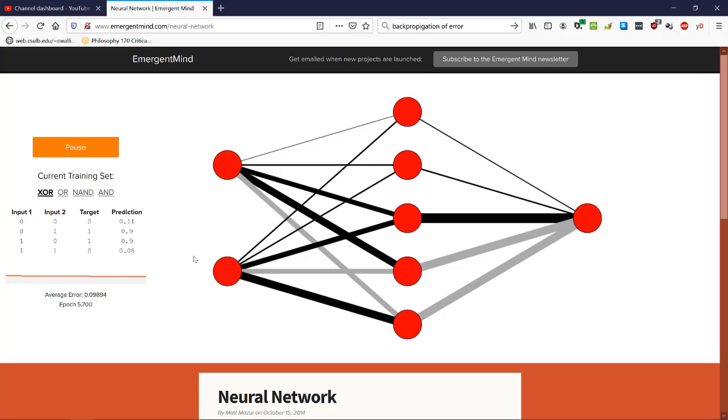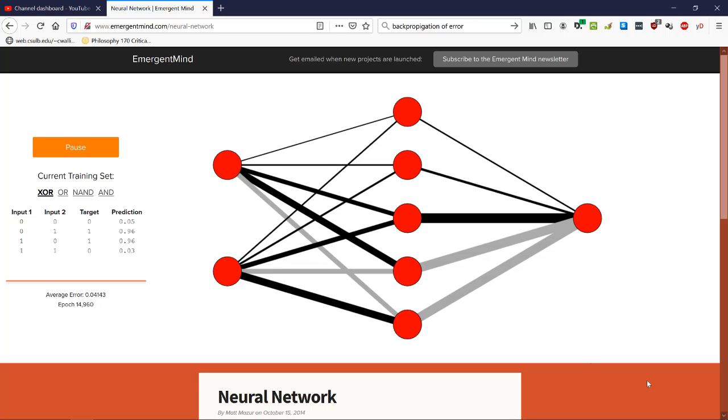There are the targets, inputs and outputs. Remember, zeros are false, ones are true. So one or the other, true; both true, false; both false, false. And this system is working its way down that gradient, and it's doing so by changing the weights between these individual nodes, both between the input and the hidden and the output. And these gray connections here are inhibitory connections, and these black connections here are excitatory connections.